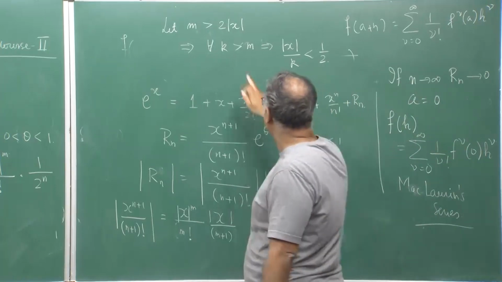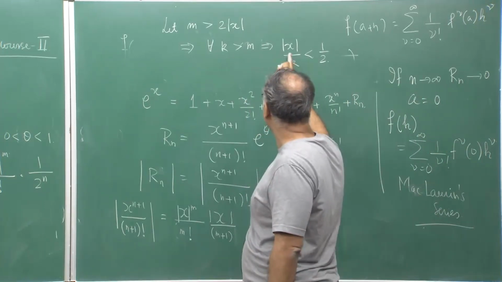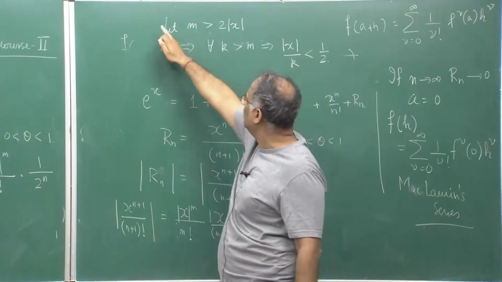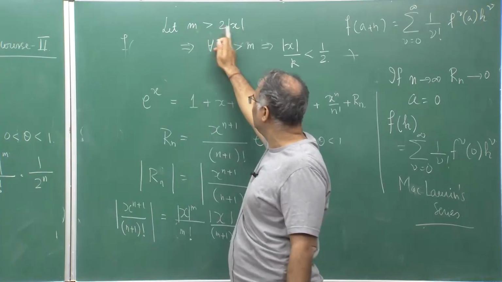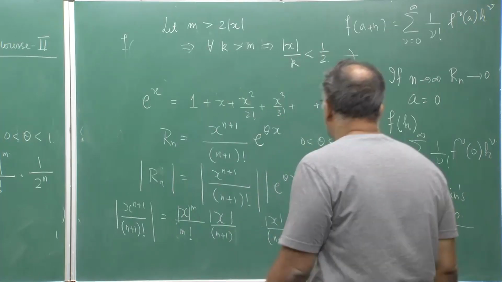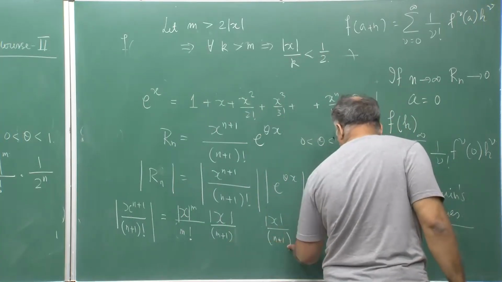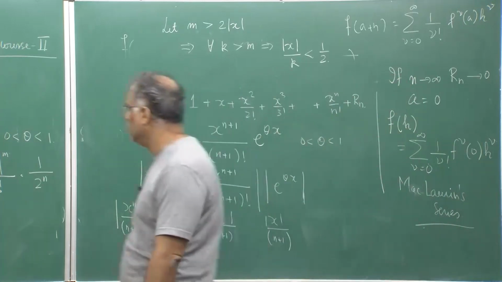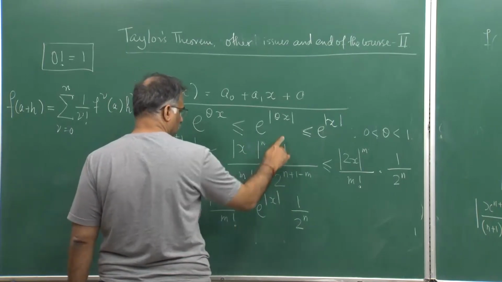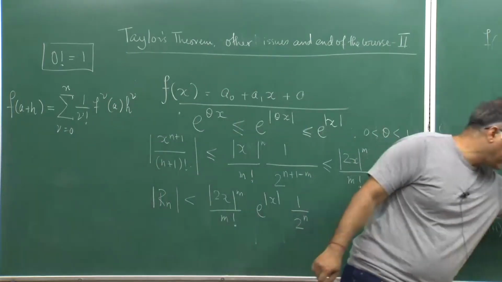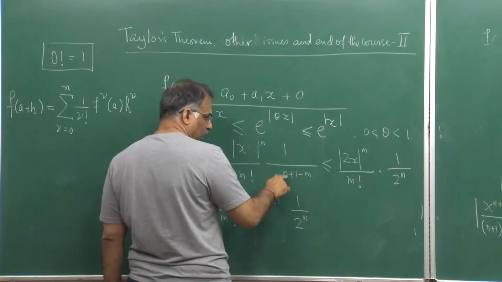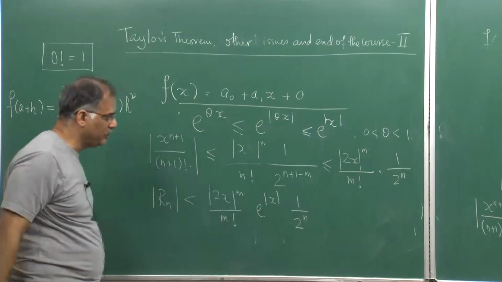So, then for any k bigger than m, mod x by k would be strictly less than half. So, basically this is less than half, this is less than half, up to this less than half. So, here this simply means x to the power m by m factorial, and each of these factors is less than half, and I told you there are n plus 1 minus m quantities. So, there is one half to the power n plus 1 minus m.